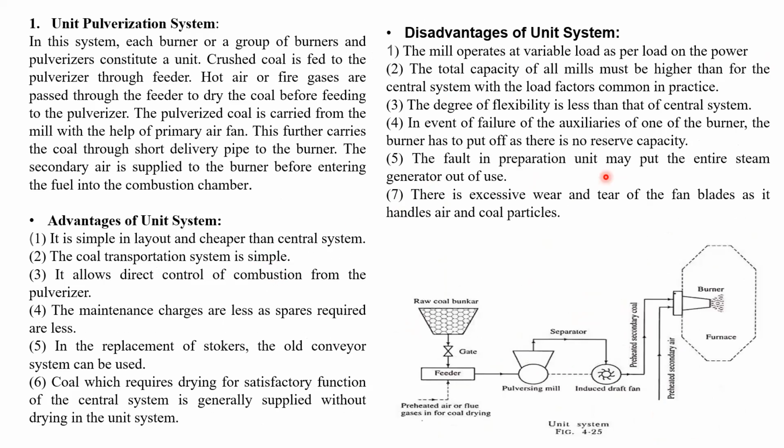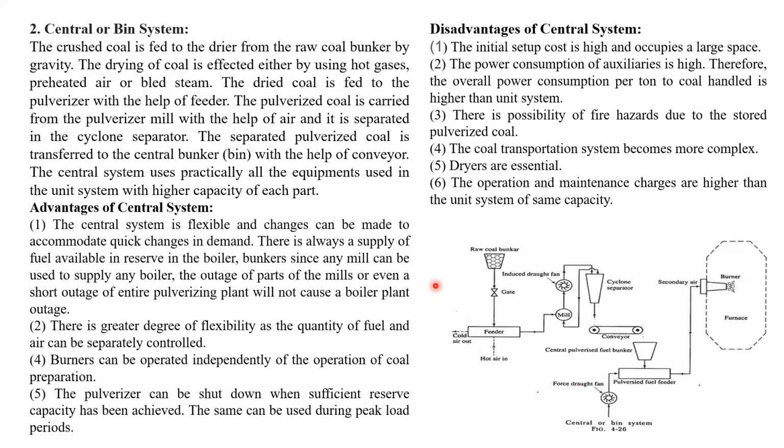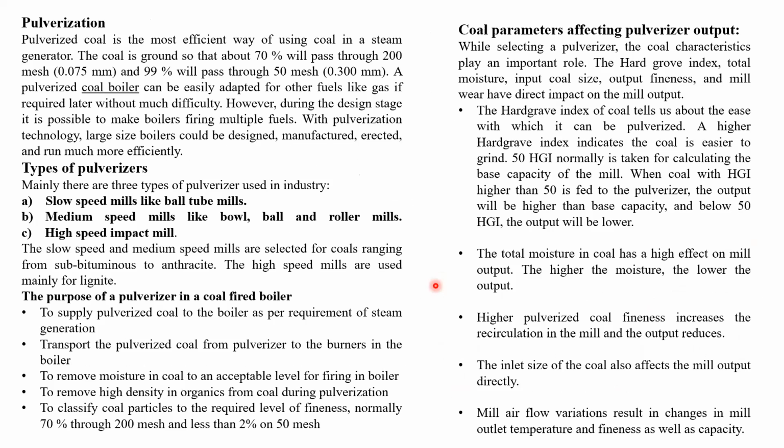We have seen some advantages and disadvantages of the unit system and centralized system. Then we saw pulverization. In our plants, 210 megawatt and also 250 megawatt, I have seen coal pulverized up to 200 mesh, that is 0.075 mm. So it will pass through the 50 mesh and go to the furnace for burning.